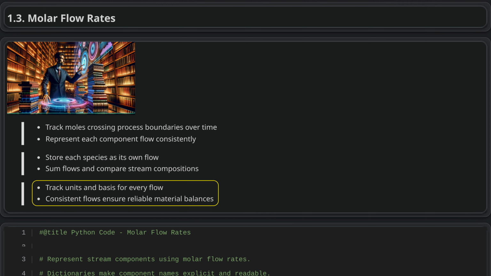Molar flow rates must be handled with consistent units and clear physical meaning. Values such as moles per minute, kilomoles per hour, or millimoles per minute cannot be combined directly without conversion. In material balance calculations and process software, consistent component molar flow rates are essential for accurate streams through mixers, splitters, and reactors.